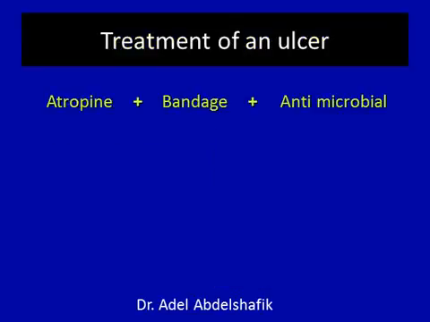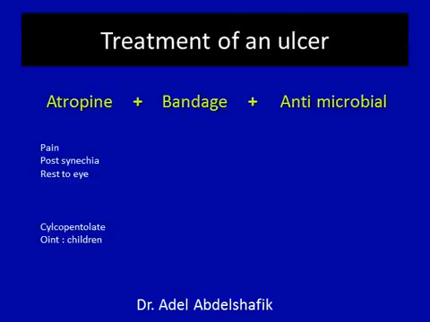The treatment of an ulcer in general can be in the form of atropine, bandage, and antimicrobial. Atropine helps relieve the pain. Pain comes from spasm of the sphincter pupillae muscle and the ciliary muscle, which is relieved by atropine. Also, dilatation of the pupil helps prevent posterior synechiae. And instead of atropine, we can use short-acting cycloplegics like cyclopentolate.